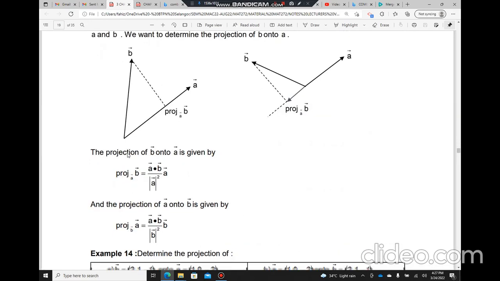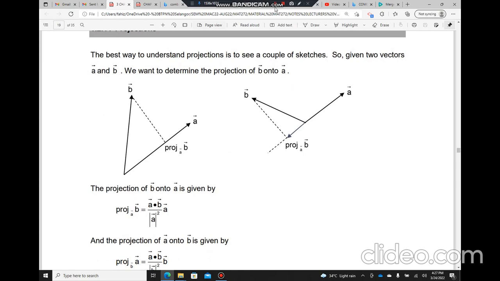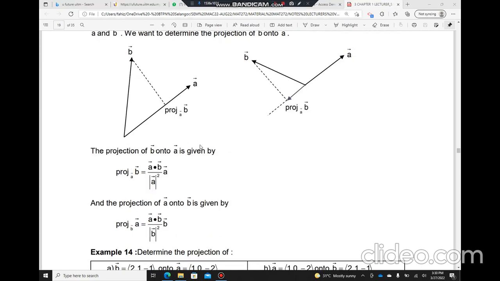dot product. Next is projections. The best way to understand projection is to see a couple of sketches. Given two vectors A and B, we want to determine the projection of B onto A. There are two, B onto A and A onto B. You can see here the difference between the projection of B onto A and the projection of A onto B.